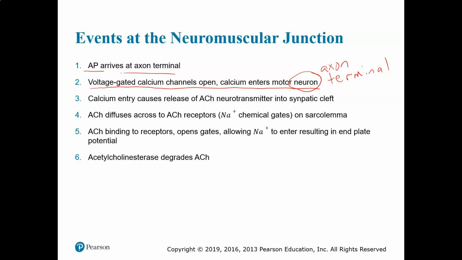Okay, calcium entering into the axon terminal causes release of ACH into the synaptic cleft. That ACH is going to diffuse across that synaptic cleft. It's going to bind to receptors on the muscle fiber. Sodium is going to then enter those gates, changing the resting potential from negative to positive, and this is called end plate potential. And then the acetylcholine is going to be degraded by an enzyme called acetylcholinesterase. If this did not happen, you would just get continual stimulation of your muscle fibers. So the acetylcholine, once it does its job, has to be degraded and taken back up into the axon terminal.